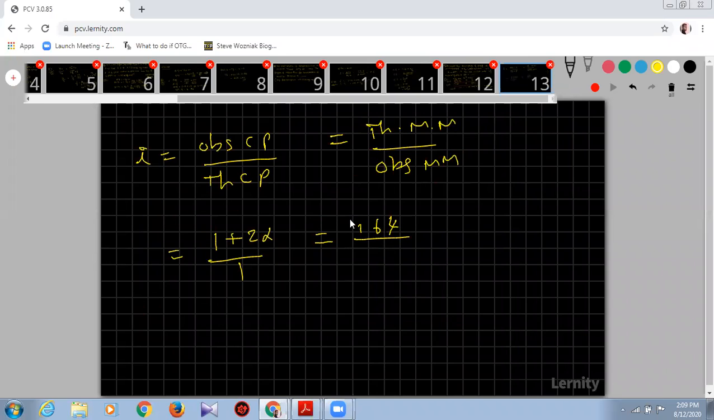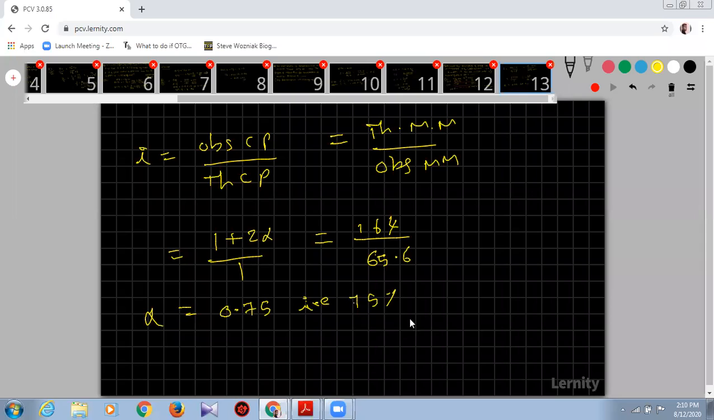As per the data given, the observed molar mass here is 65.6. Then if you further simplify it here, finally you will get alpha equal to 0.75. That is the percentage of dissociation, 75%.